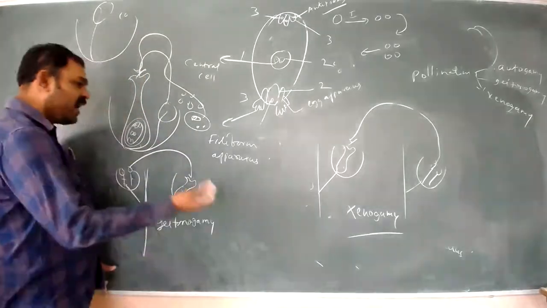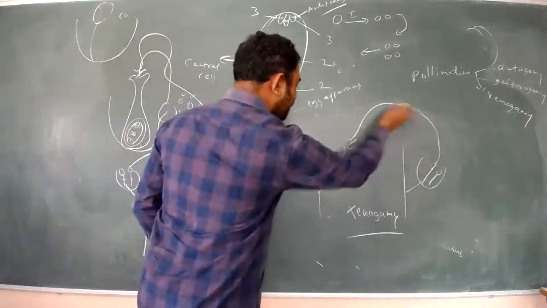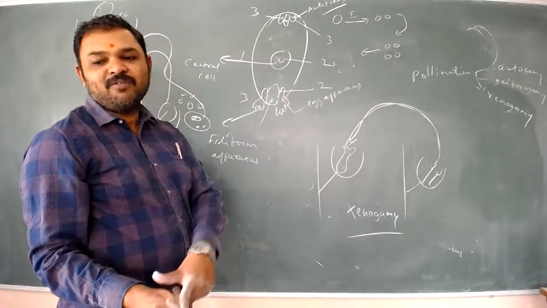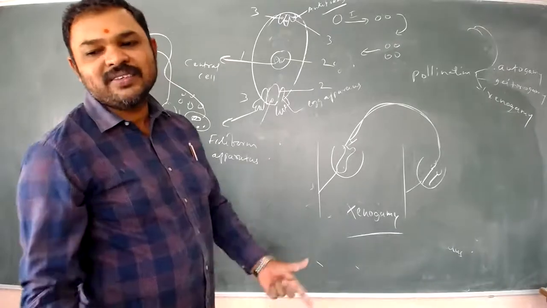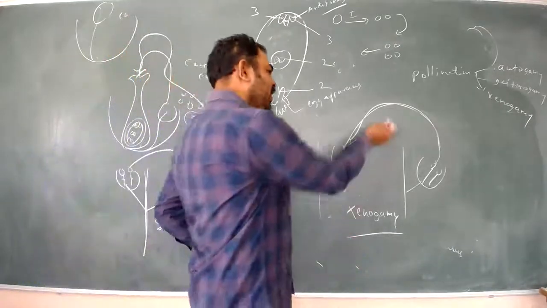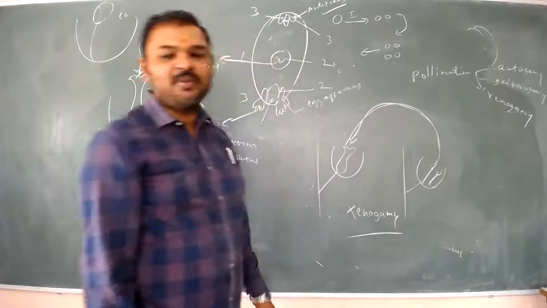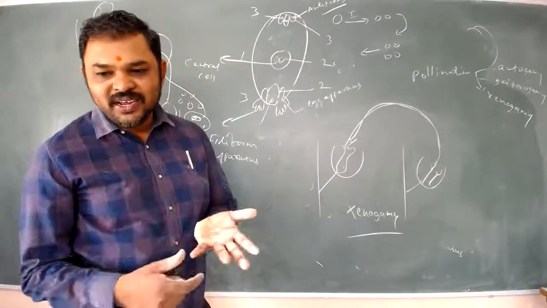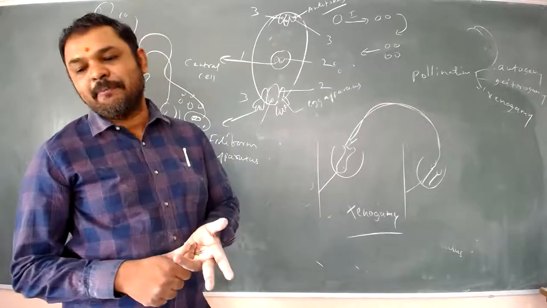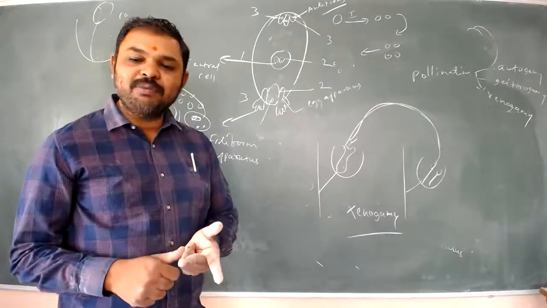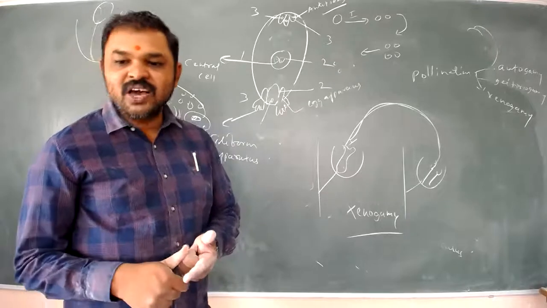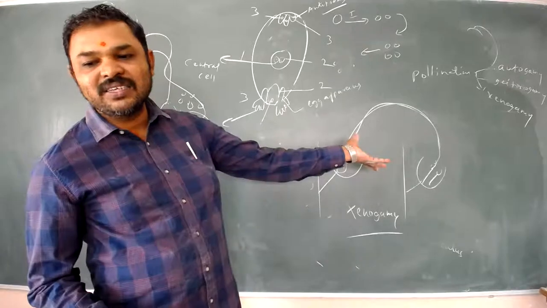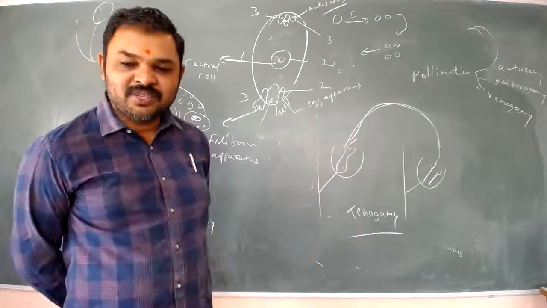Pollination means pollen grains are transferred from one flower to another. How will it be transferred? Maybe by wind, maybe by water, maybe by biological agents. If biological agents are involved, if insects are involved, entomophily. If bats are involved, chiropterophily. If reptiles or snakes are involved, ophiophily. If birds are involved, ornithophily. Like this, biological agents are called with different names.